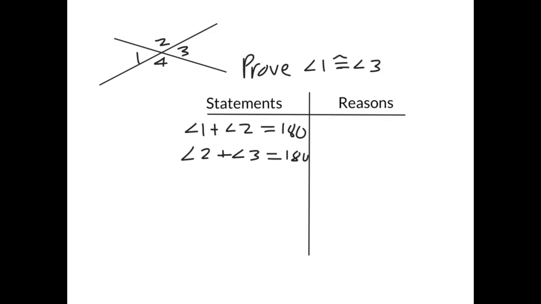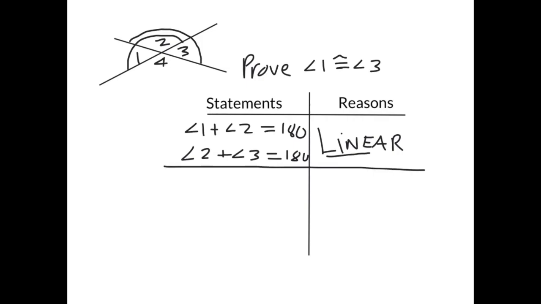And the reason why we know that is because 1 and 2 form a straight line. We also know that 2 and 3 also form a straight line, and their line formation intersects at angle 2. That's important. The reason why this is 180 degrees as a total is because linear angles make 180 degrees or a straight line. You could also use the word supplementary or say something about a semicircle there.